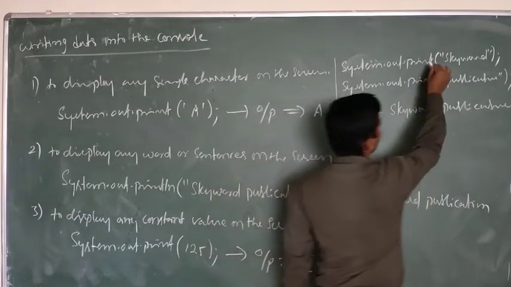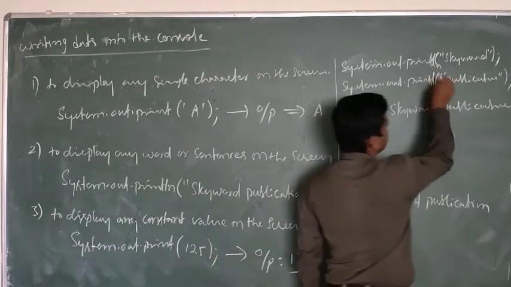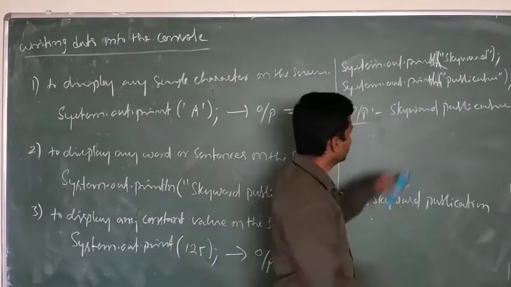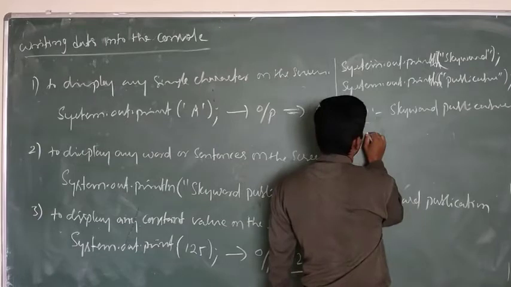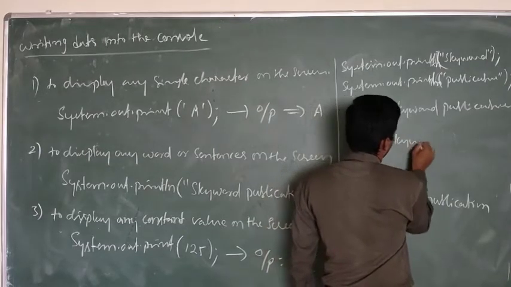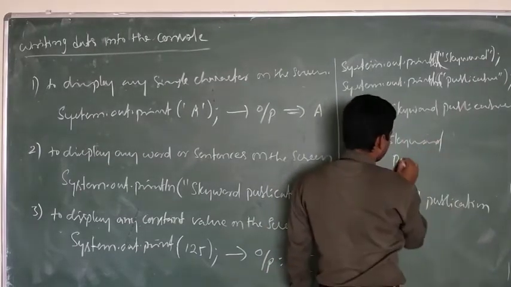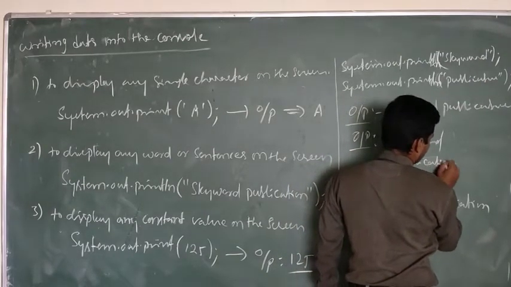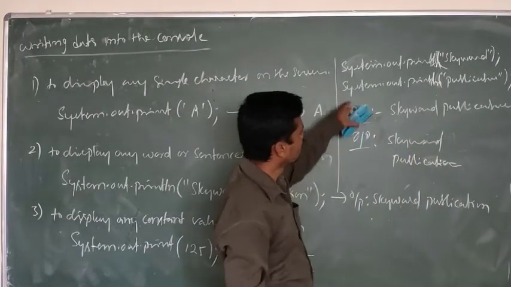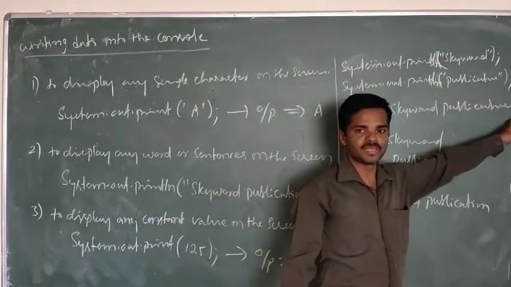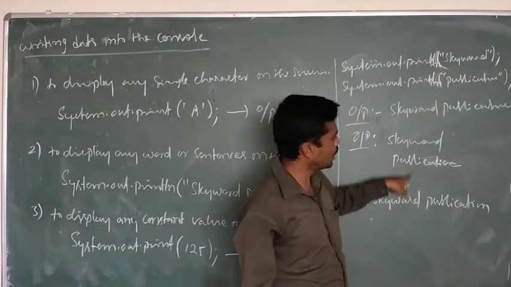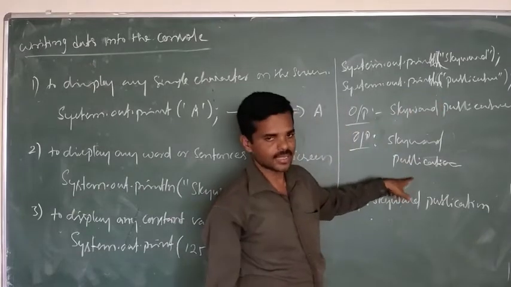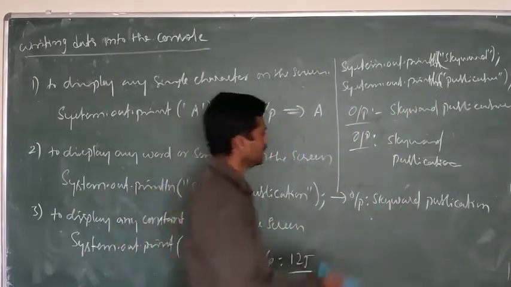For example, suppose you give println instead of print. Then what happens? Skyward is in the first line, and the second line is publication, because we have given the new line. Understood? So if you give print, everything will be in a single line. If you give println, then it will give the new line. Skyward will be in one line and publication will be in the next line. That is the main difference between print and println.